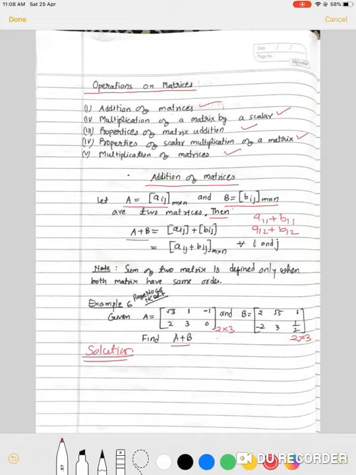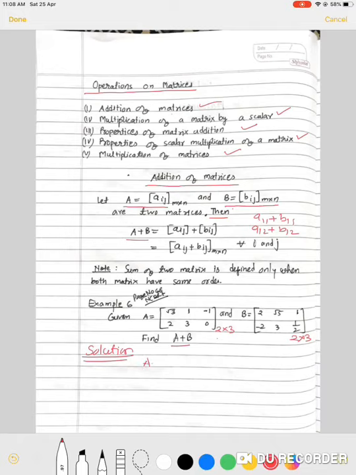Before adding two matrices, first we have to check the orders, whether addition of matrices is defined or not. If in any question we find that the number of rows and number of columns are different, then we just write A plus B is not possible.